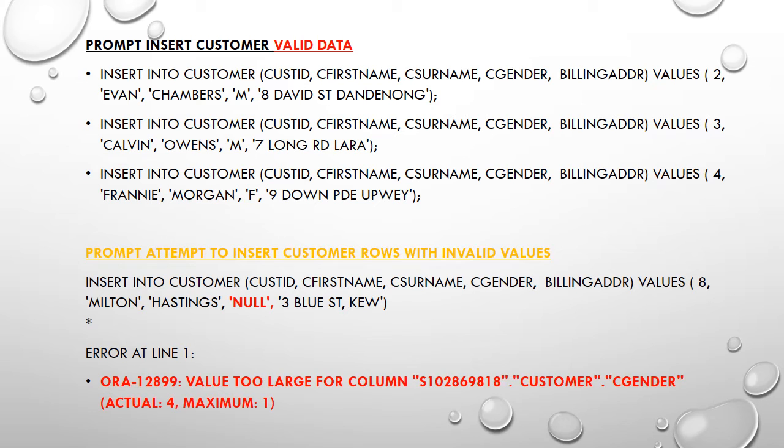So if we run this, this is the error. What is the error? The error is actually that we should write only one character. The gender column has space for only M and F. What if we write null? It has 4 characters, so we cannot insert that into the database. So it is an error.